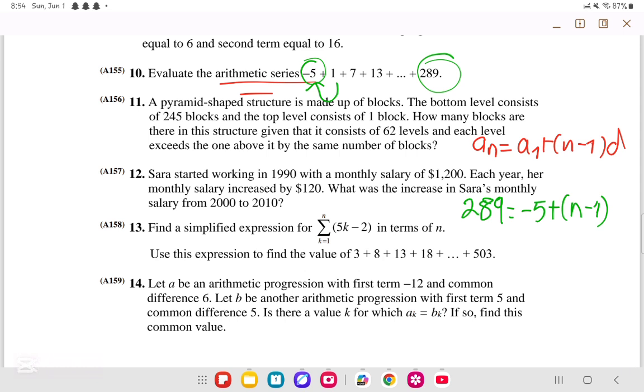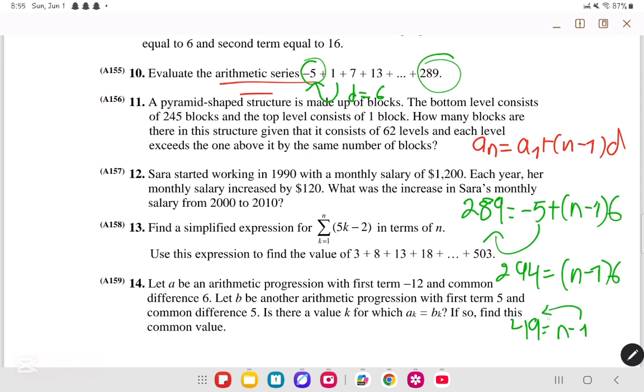So it's going to be 1 minus 5, so you will get that the common difference d is equal to 6. So times 6, move minus 5 to the other side, it becomes 289 plus 5, which is 294. It's equal to n minus 1 times 6. Divide both sides by 6. You will get 49 is equal to n minus 1. So n is equal to 50.